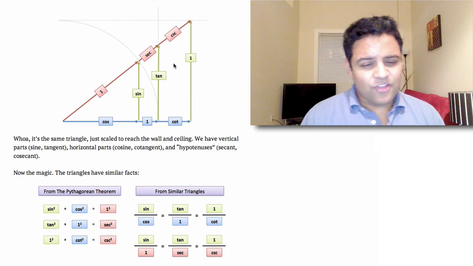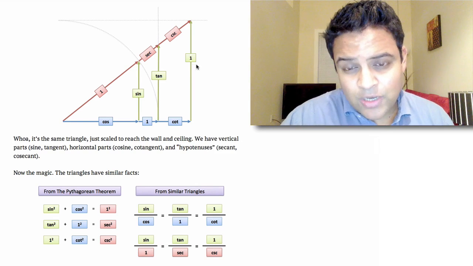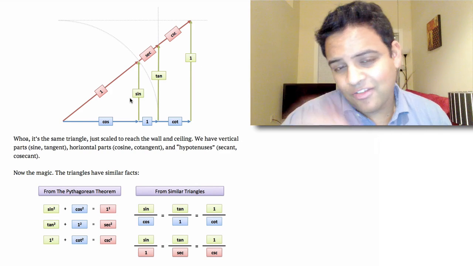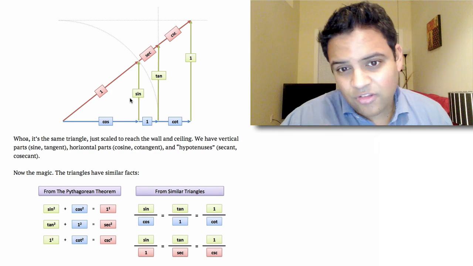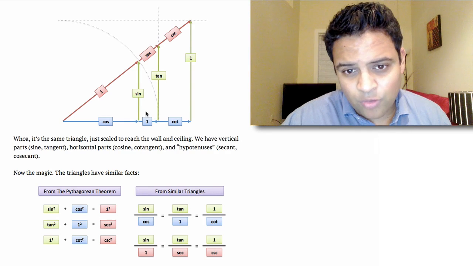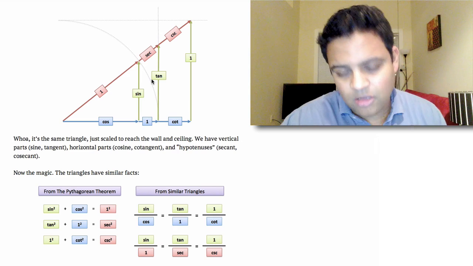So these kinds of facts, I don't memorize them. I just look at this triangle, or the set of triangles, and realize they have to be true. So I don't memorize it. I just look and say, oh, okay, well, tan squared plus 1 squared is secant squared. Yeah, because the triangle makes it happen.